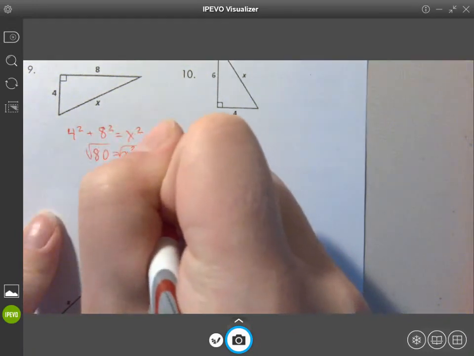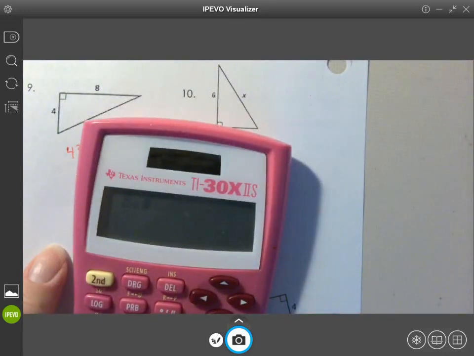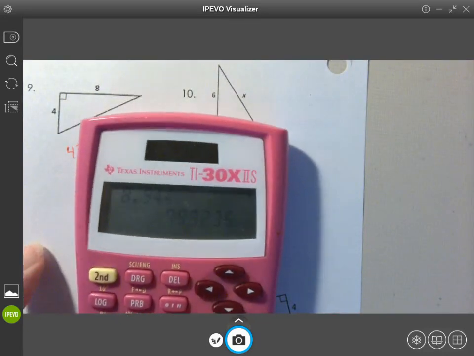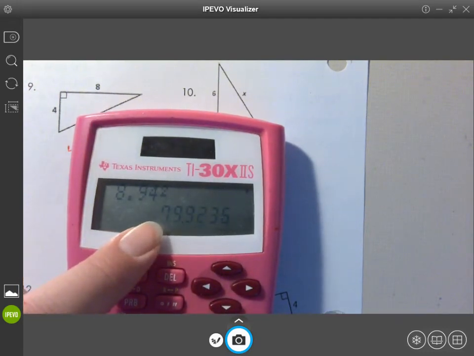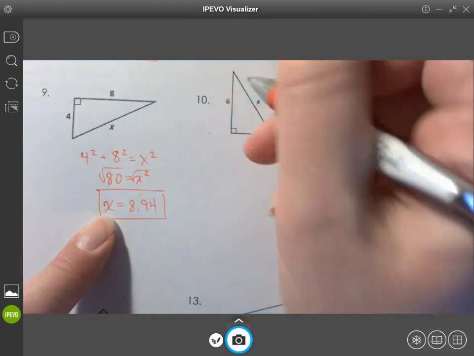All right. Now, if I take 8.94 and I square it, 8.94 squared, I'm going to get really close to 80, but not exactly 80 because I rounded it. So this is not exact. This has been rounded.